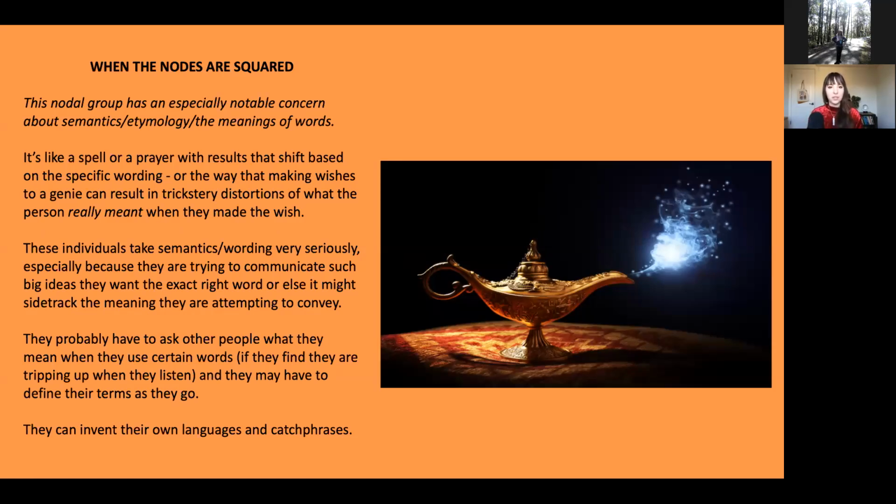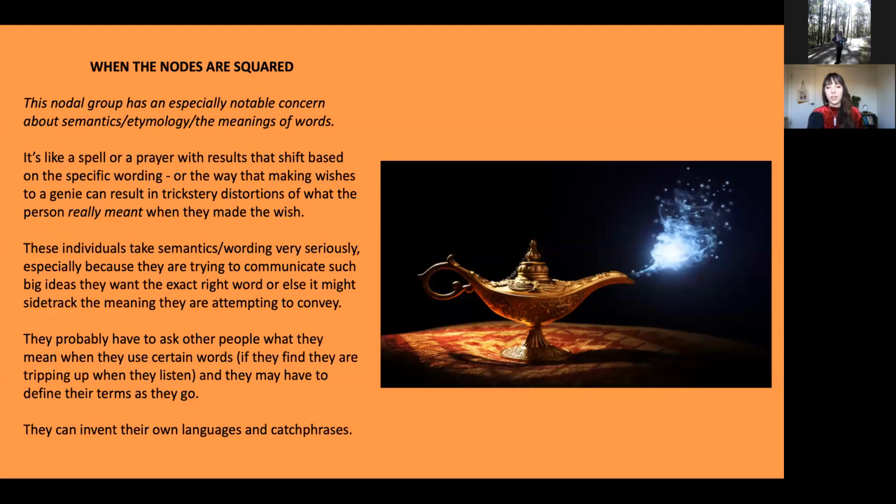One thing I've also noticed is that this nodal group has an especially notable concern about semantics and etymology and the meanings of words. More so than other nodal groups, even if they're not squared, but I think even more so when they are. And I think of this like a spell or a prayer that has results that shift based on the wording. So, be careful what you wish for, or like the stories of genies where if you word something in a certain way, you get the wish, but in a really trickstery way.